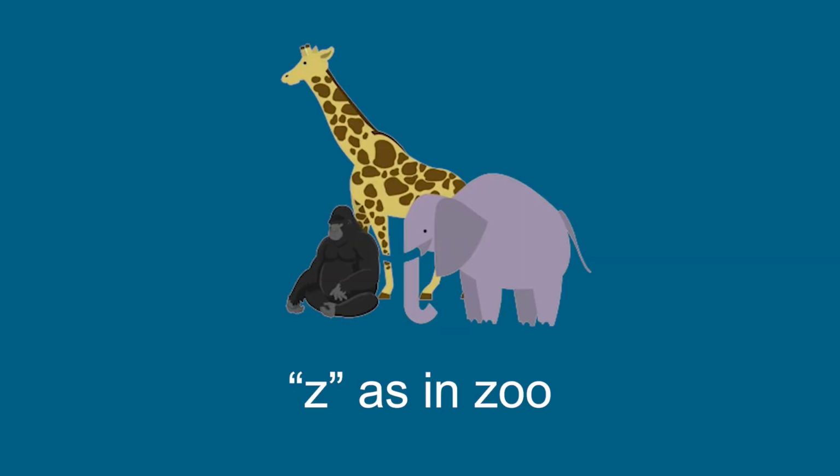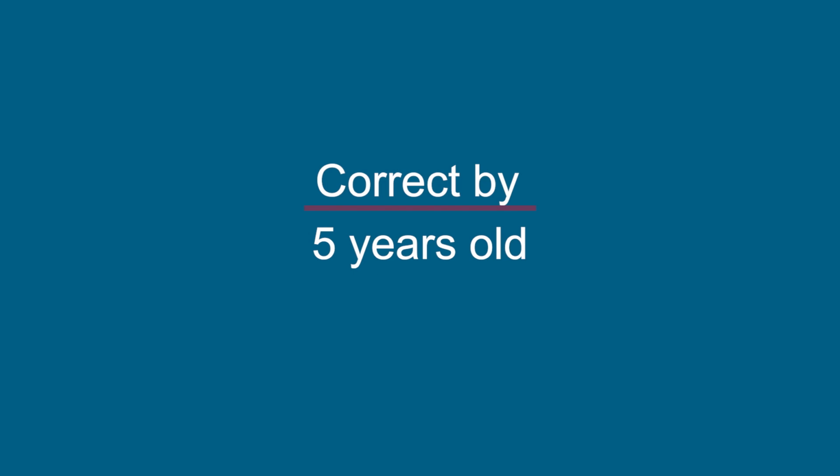If your child is having difficulty with S, there's a good chance they're having difficulty with Z too. So listen for this sound. Most children can make this sound correctly by 5 years of age. If you have concerns about your child not saying S clearly, talk to a speech therapist.